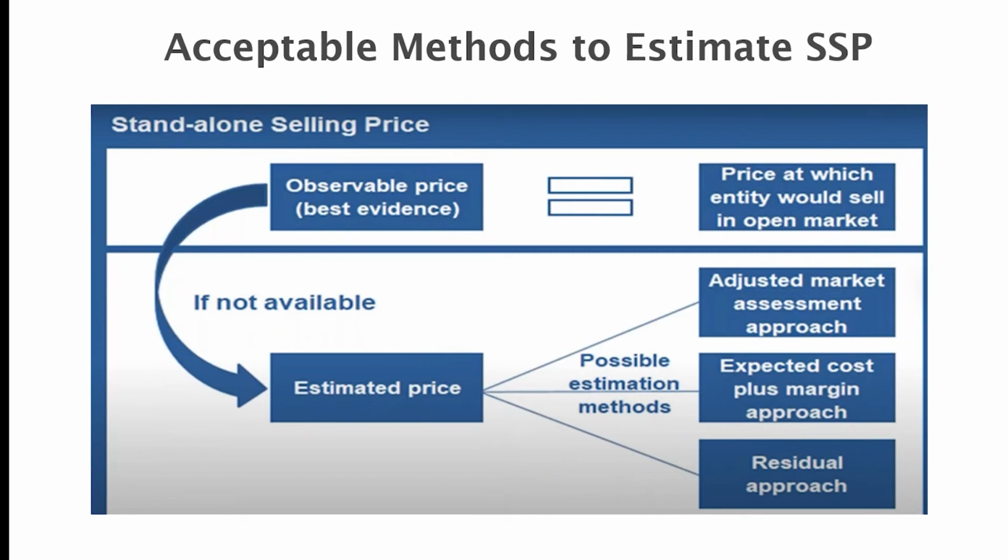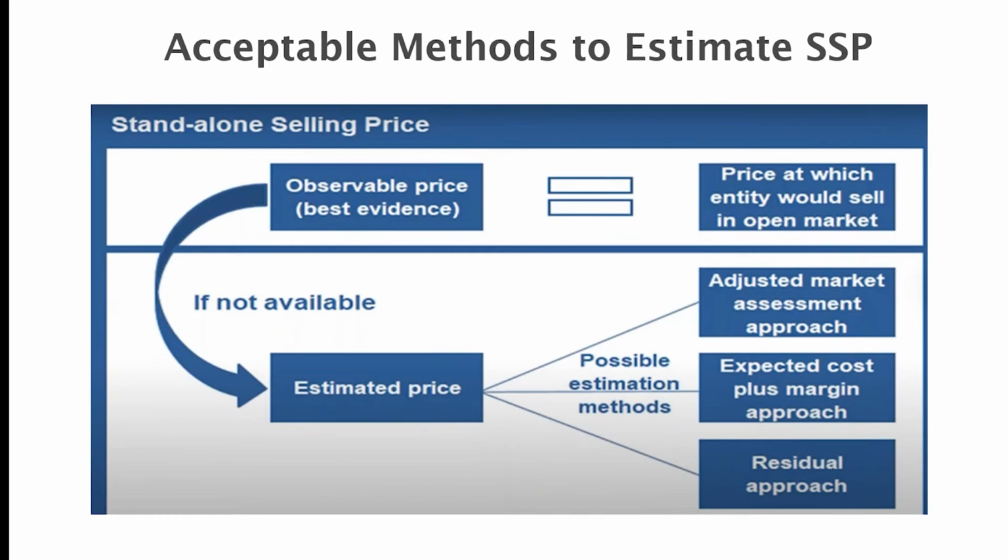So for me, when I see best evidence, I know at the end of the year I'm going to have to give my external auditors my support for SSP. And from my perspective, what can be best supported? So the FASB gives 3 acceptable methods. The first method is what we call the adjusted market assessment approach.